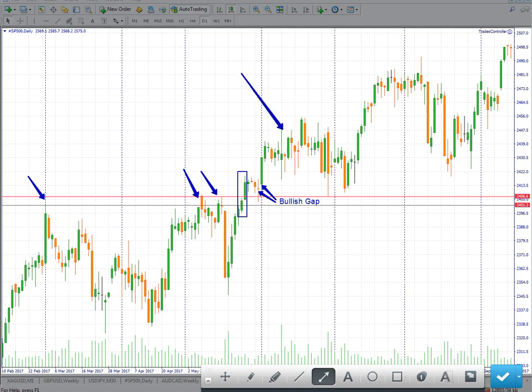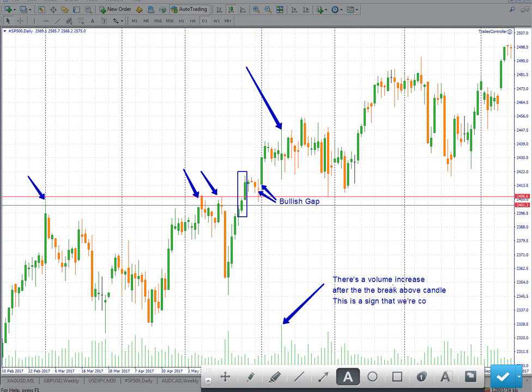This candle, and then this is the volume that stands for that candle. There's a volume increase after the break above the key level. There's a volume increase after the break above candle. So this is a sign that we are continuing upwards. Therefore you look for a buy. Therefore we look for a buy.